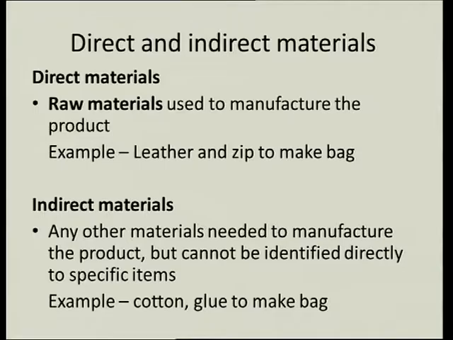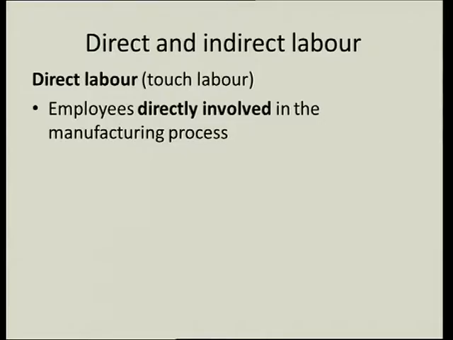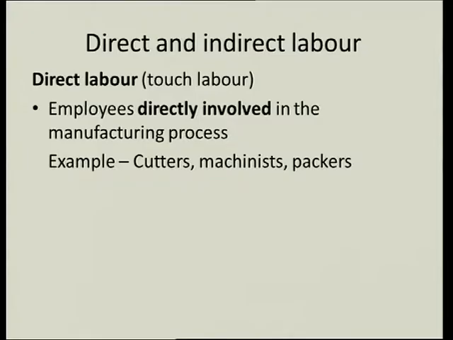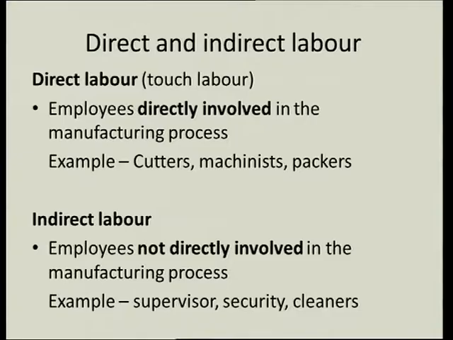Then you get direct and indirect labor. Direct labor is what we call touch labor. In other words, it's the people on the factory floor that make the item. They physically touch and make the item. Employees directly involved in the manufacturing process, for example, the cutters, the machinists, and the packers on the factory floor. Then your indirect labor is employees not directly involved. In other words, they don't touch the item. And that is your factory supervisor, your factory security, and your factory cleaner.